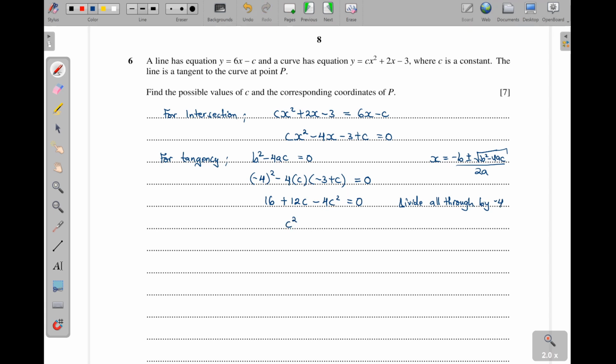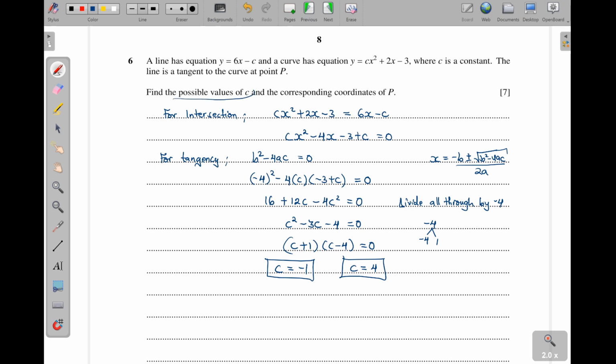So we shall have c squared, then 12 divided by negative 4 gives negative 3, so negative 3c, and then here you will get negative 4, which is equal to 0. Two numbers that multiply to give negative 4 but add to give negative 3: that means negative 4 and positive 1. So we write the factors as c plus 1, because this one is a positive, and the other one is c minus 4, because this one is a minus. Then c is going to be equal to negative 1. That is one value. And also c is going to be equal to 4.